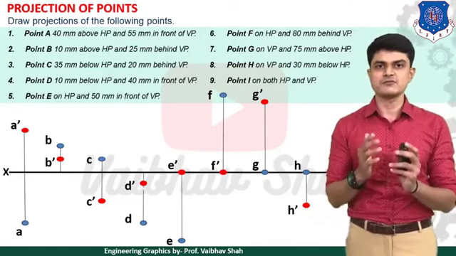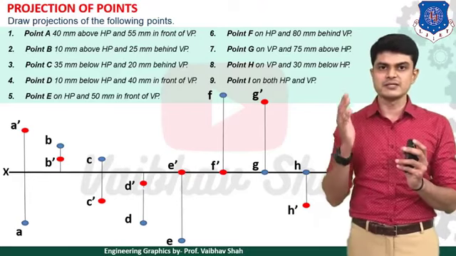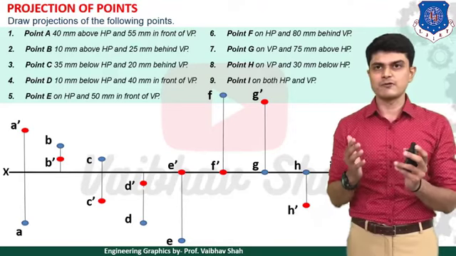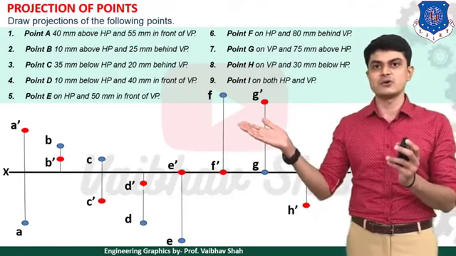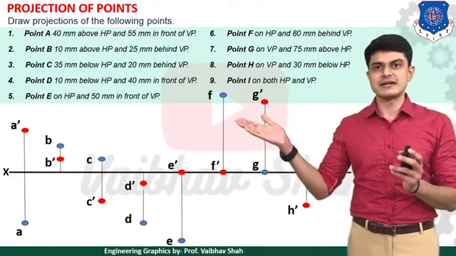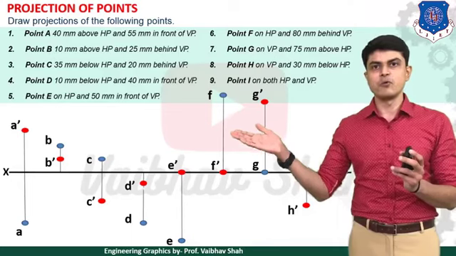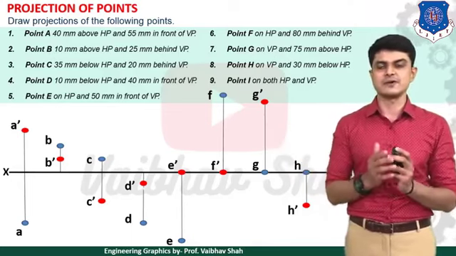So let us start first with point A. Point A is 40 mm above HP. Let us remember the table. Above HP means what? Above the XY line, right? So let us plot our point 40 mm above the XY line, which would be your point A dash, as you can see on the extreme left-hand side with the red point. You need to draw this point 40 mm above your XY line and you will have your point A dash.